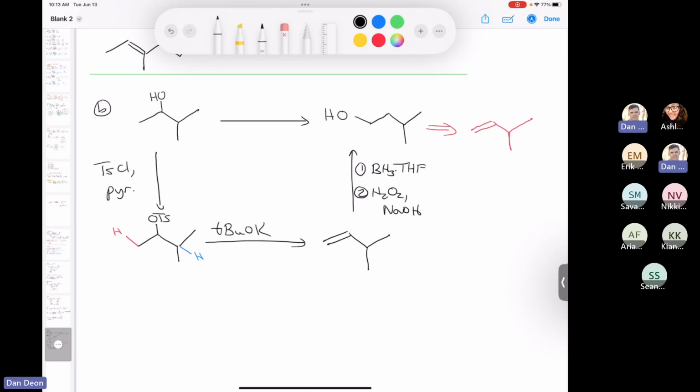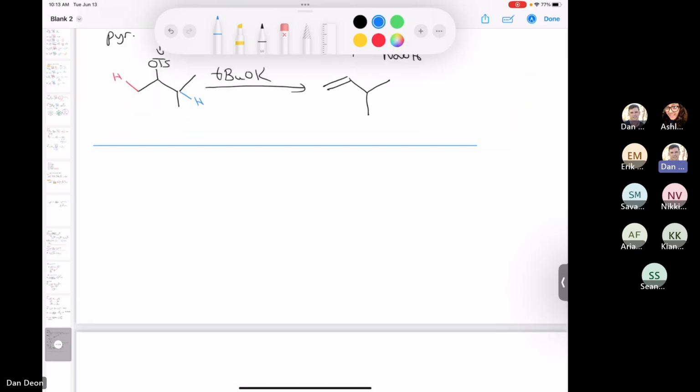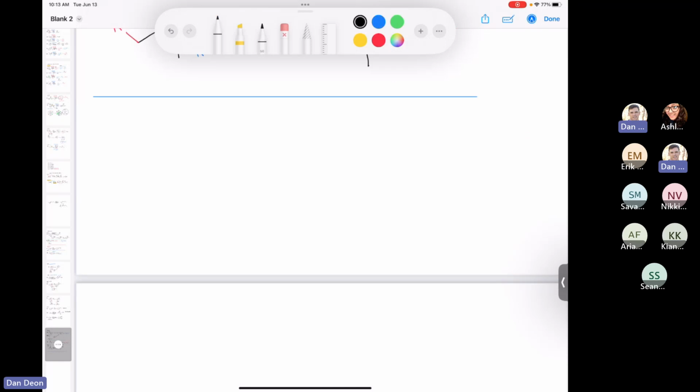Okay. Let's try one more maybe, and then we'll call it a day after that. That's quite a bit of synthesis. So let's try C. So in C, let us see what's going on. Again, this is question 8.42. And in C, we're taking a secondary alkyl halide of this compound, and we're converting it into a primary alcohol.